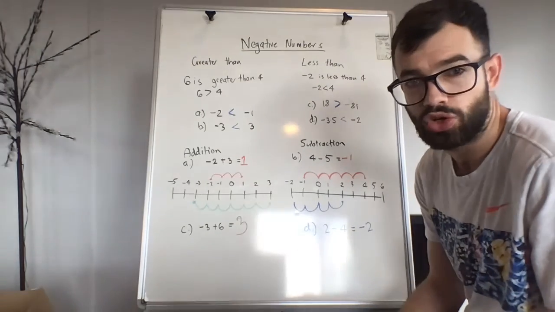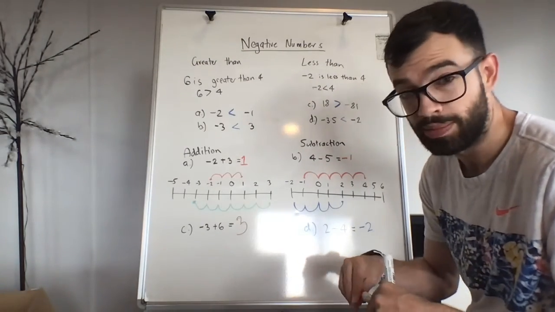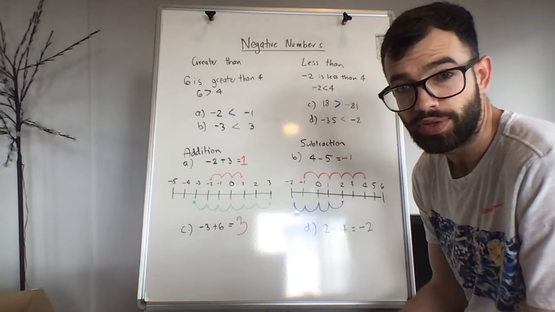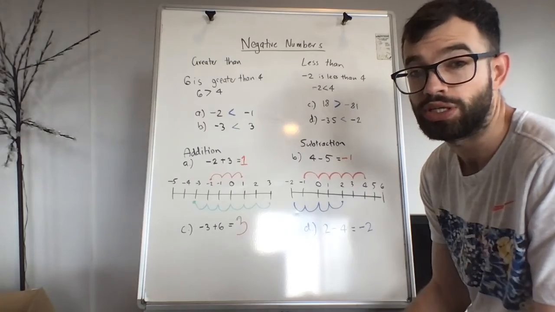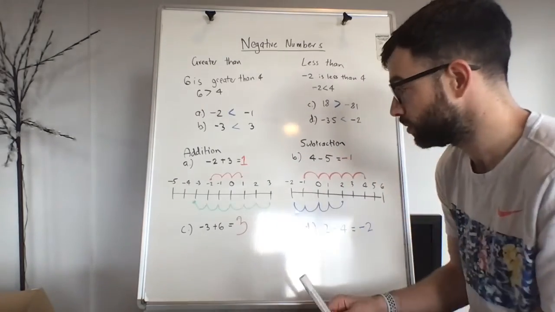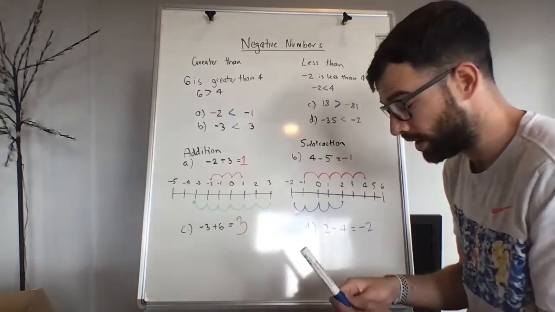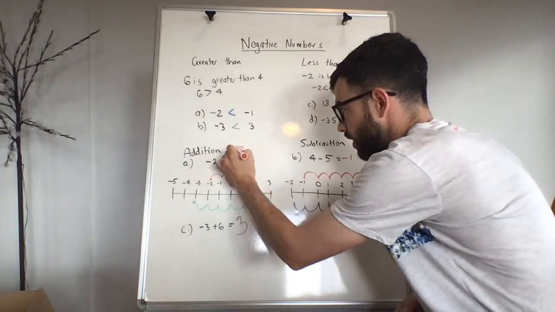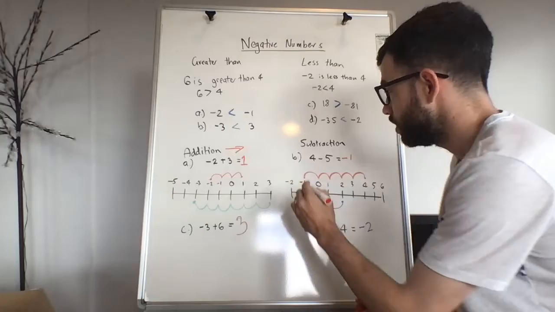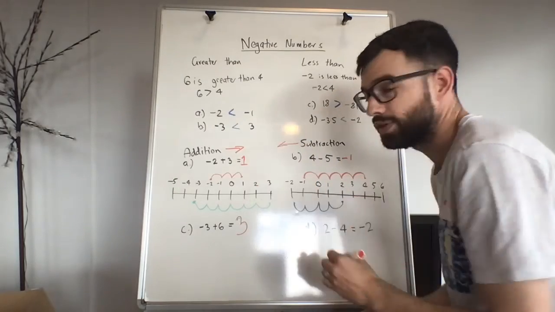So that is how you solve addition and subtraction problems using number lines. You draw it up, you start at whatever the first number in your equation is. If it is an addition problem, you're going to move to the right. So addition, you move to the right. And if it is subtraction, you're going to move to the left.